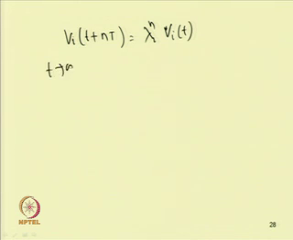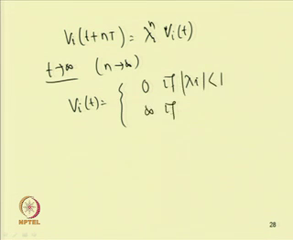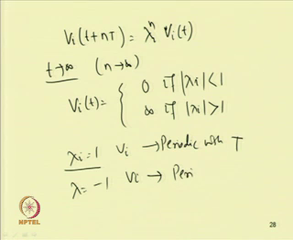As n tends to infinity, v_i(t) will be equal to 0 if the modulus of lambda_i is less than 1. Similarly, it will be infinity if the modulus of lambda_i is greater than 1. What we have observed is that the response will be periodic: if lambda_i equal to 1, v_i is periodic with period T, and if lambda_i equal to minus 1, v_i will be periodic with period 2T.